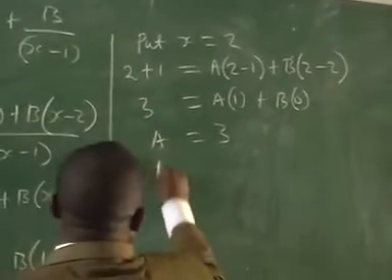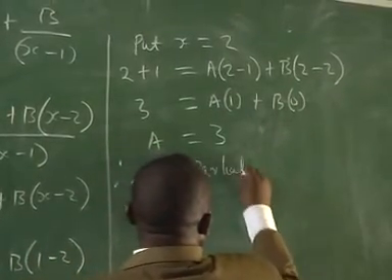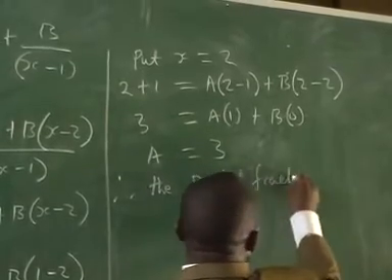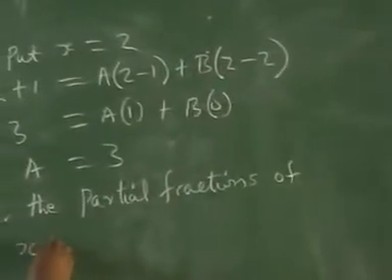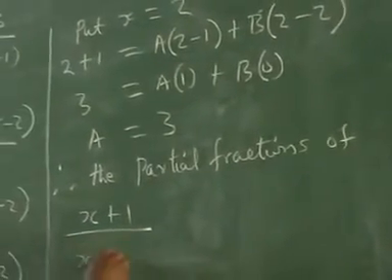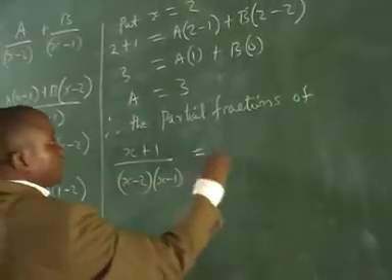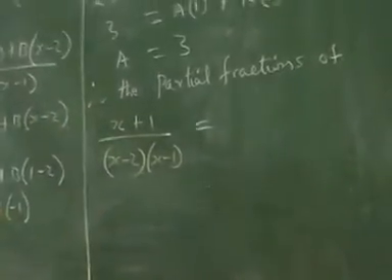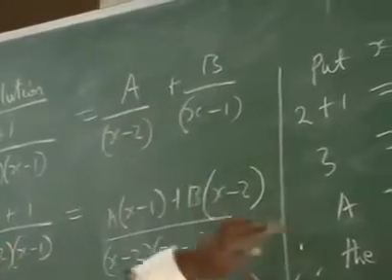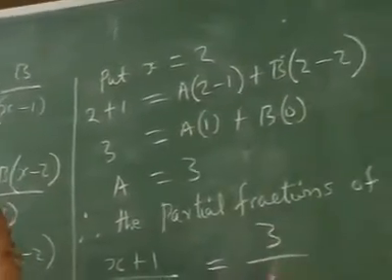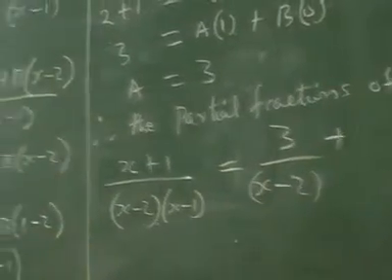Therefore, the partial fraction of x plus 1 all over x minus 2 and x minus 1 is the same as, we said, a all over this plus b all over this. So we have the values of a. A here is 3 all over x minus 2 plus b was minus 2.